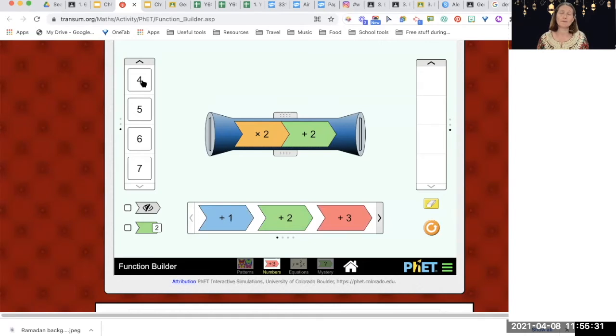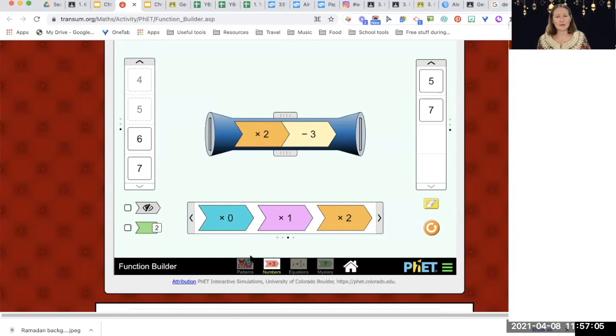Okay. Every day, let's just do a warm-up. Let's every day do an algebra or any maths warm-up. Like this is fun, isn't it? If I put the 4 into this machine, it's going to times it by 2. What's 4 times 2? 8. And then add 2 to get 10. So I should get the number 10.